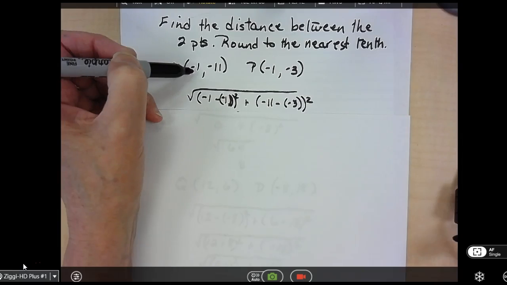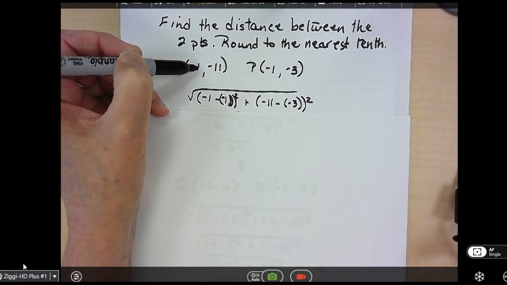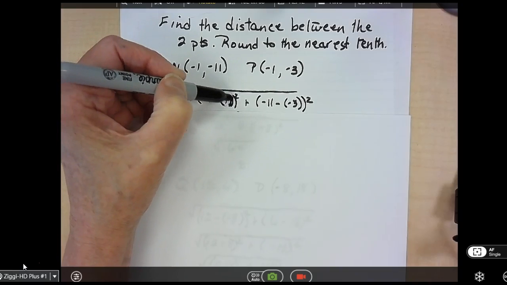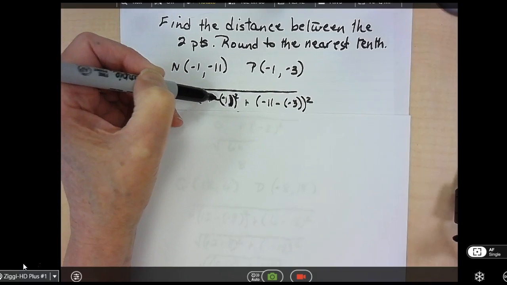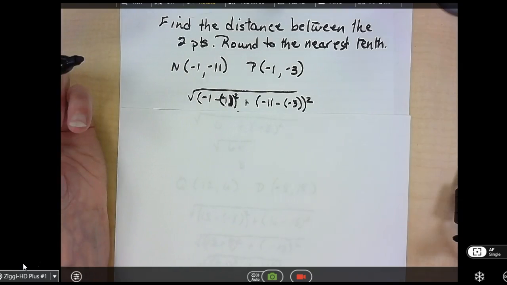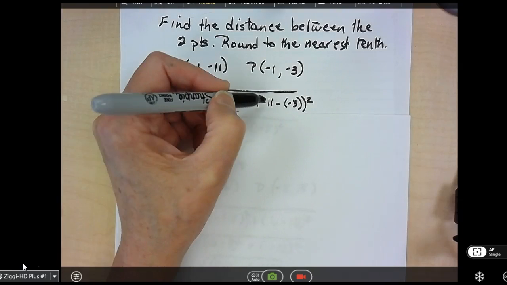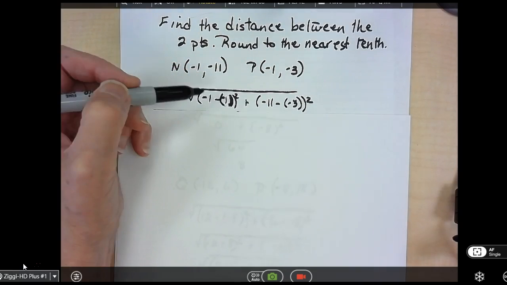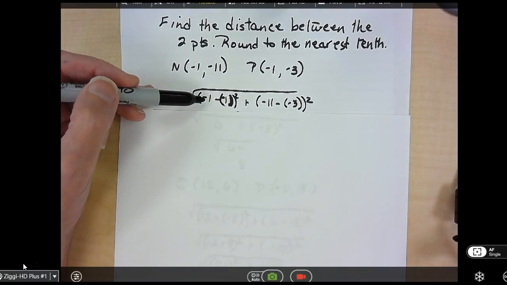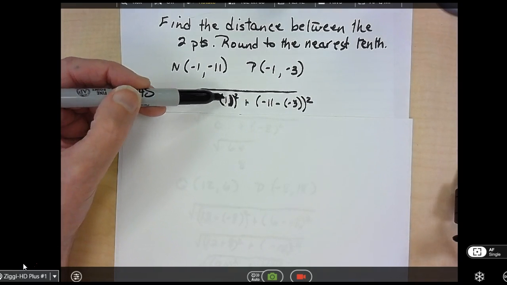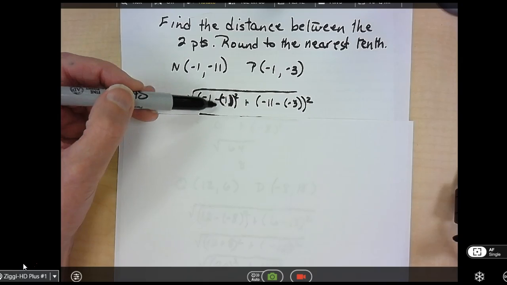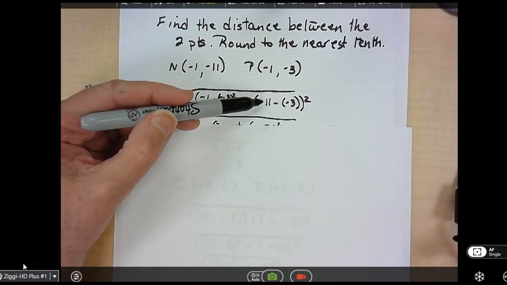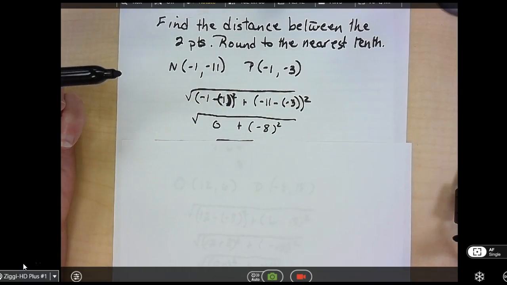So I started with this point first, -1 minus -1. So I put my parentheses around. I did -1 minus, put parentheses, and then put my -1 in. And then -11 minus the -3. And we're coming back and squaring them once we subtract them. When we subtract a negative, that's the same as addition. So -1 plus 1 is 0. -11 plus 3 is -8.